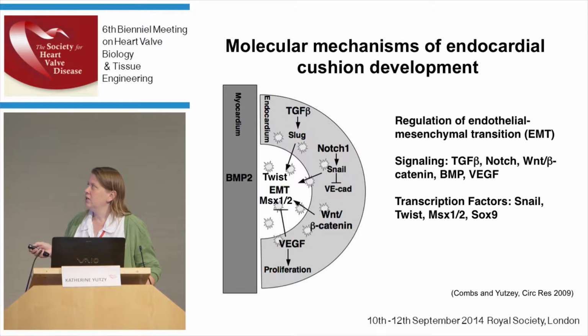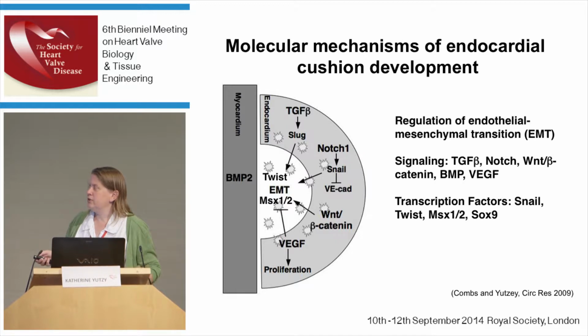So the initiation of endocardial cushion starts with BMP2 expression in the myocardium that then signals to the endothelial cells, and then through multiple signaling pathways, TGF-beta, Notch, Wnt, beta-catenin, and VEGF, are all involved in some aspect of proliferation, delamination, migration of the endothelial cells into the cushions where they form the progenitors of the valves.